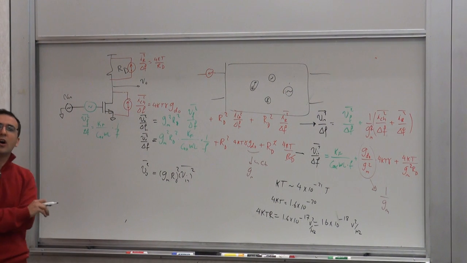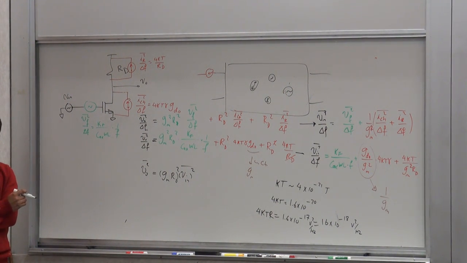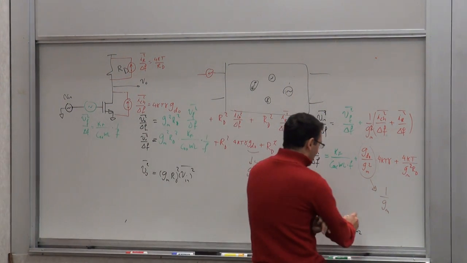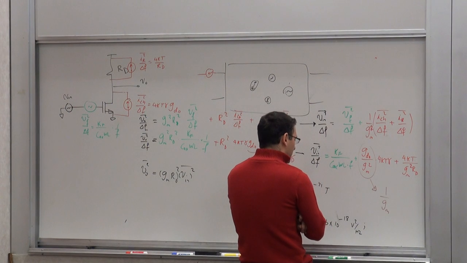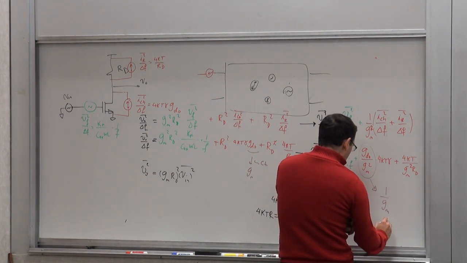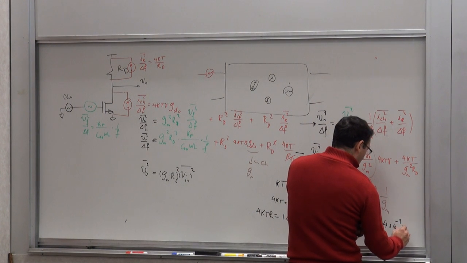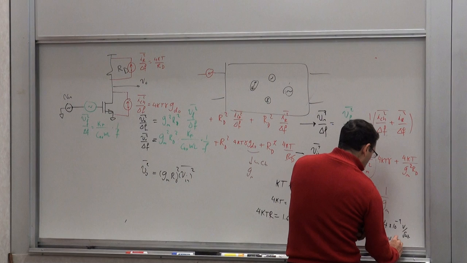So, what is the RMS voltage due to the thermal noise of a resistor? It's the square root of that, right? 4 nanovolts per root hertz, right? So it's basically 4×10⁻⁹, 4 nanovolts per root hertz.